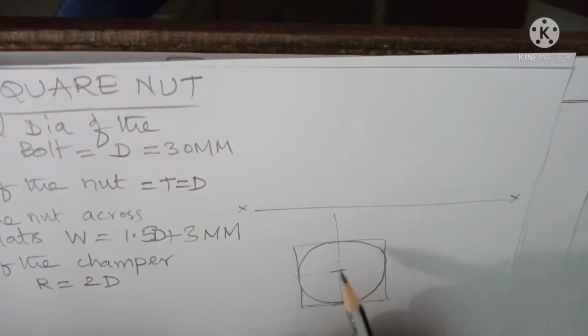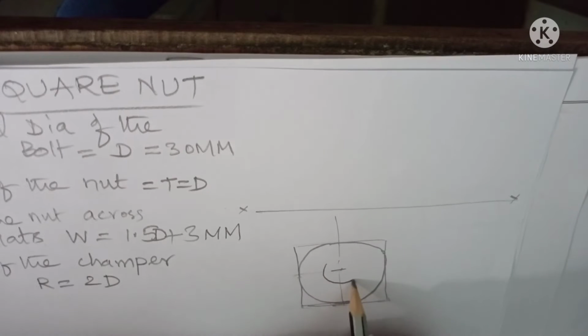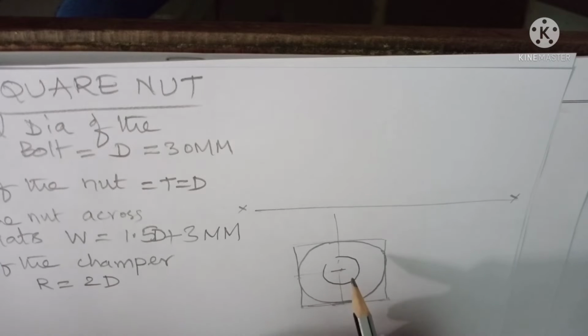Right. Now we are going to have the diameter of the bolt here. So the diameter of the bolt is 30. So inside threading will be there. Cut the circle outside. We are going to have it like this. And the pitch, we know it.